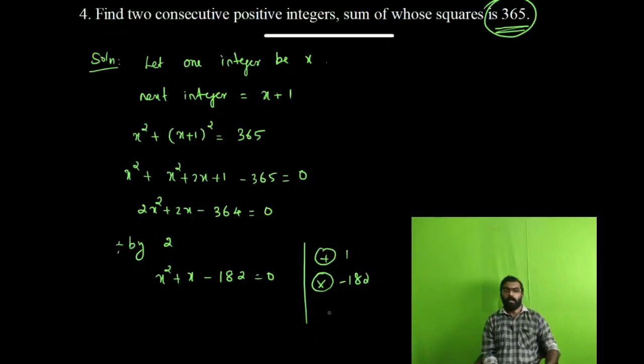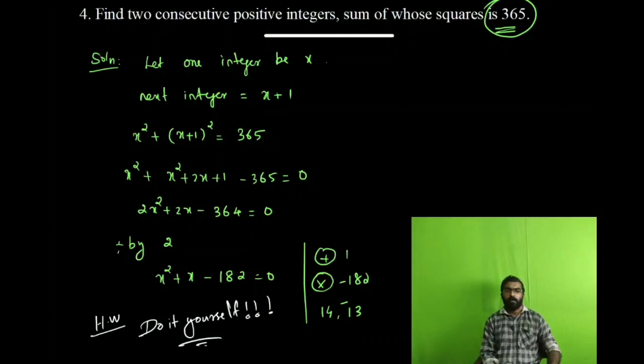Like in the previous question, we can take the numbers as 14 and 13. And here we can put the sign of 13 as minus. 14 minus 13 is what? 14 minus 13 is 1 and 14 into minus 13 is minus 182. And using these numbers you can split the middle term and you can easily find the solution. So the remaining part you can do it yourself.